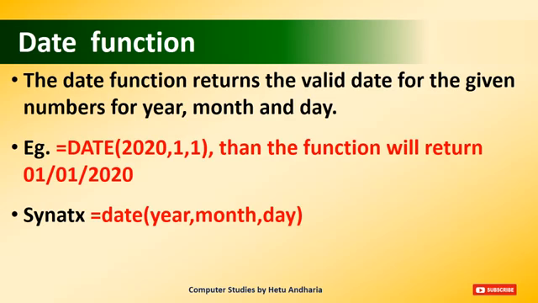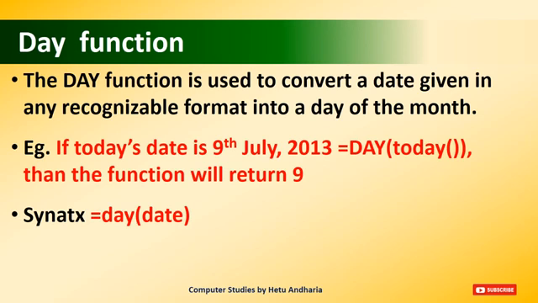Day function. The day function is used to convert a date given in any recognizable format into the day of the month. Example, if today's date is 9th July 2030, I type is equal to day into bracket today. The today function is used for displaying the present date, comma. Then the function will return 9, that is the 9th day of this month. So the syntax is equal to day into bracket date.